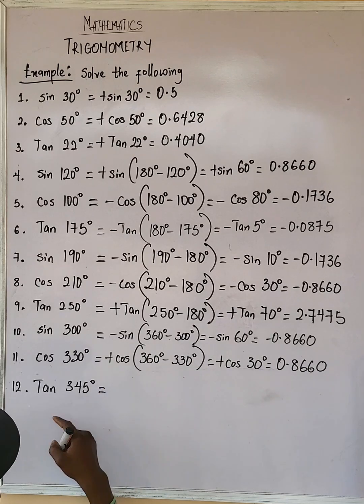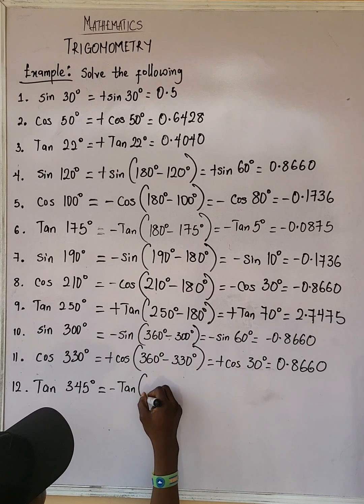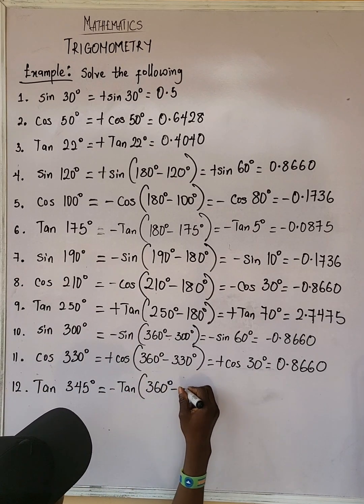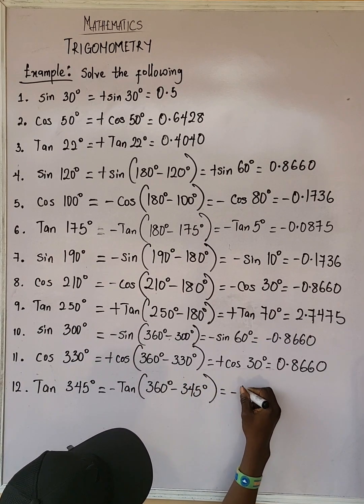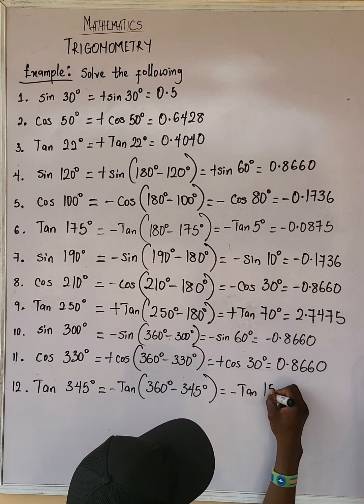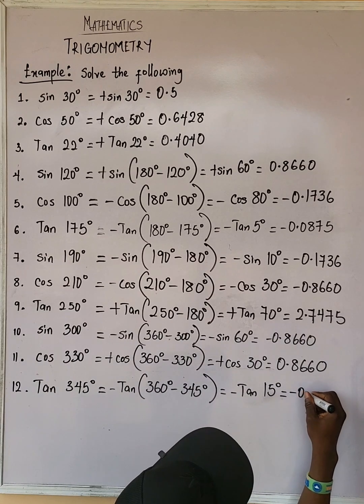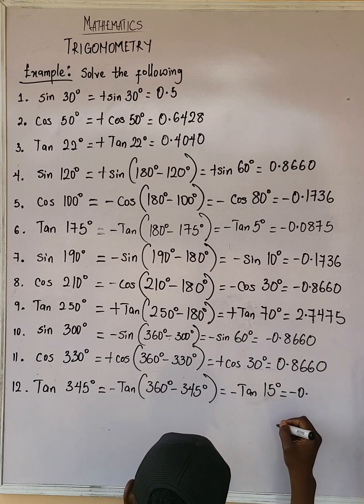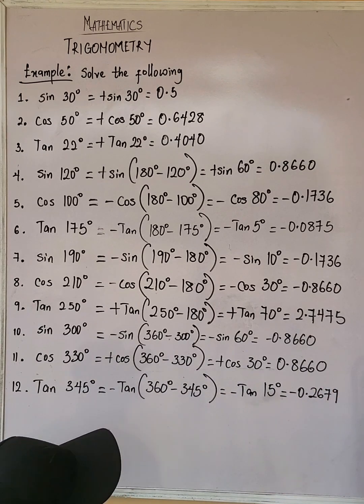Now, this 345 degree falls on which quadrant? Fourth. And what's positive? Only cos. So tan is negative. So that will be minus tan. And how do you get the angle? That will be 360 degree minus 345 degree. And what do you have? That will be minus tan, and here will give us 15 degree. So minus tan 15 degree will give us minus 0.2679. You get 0.2679.